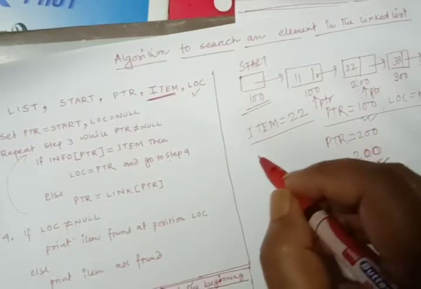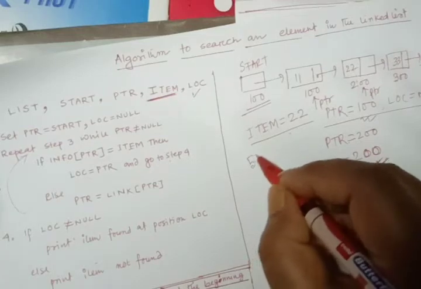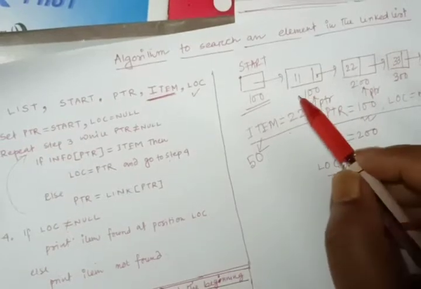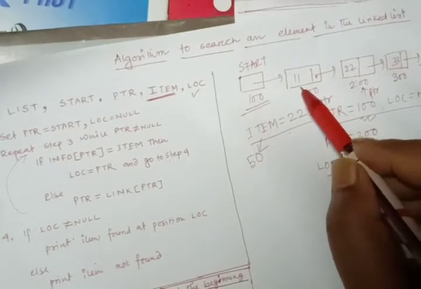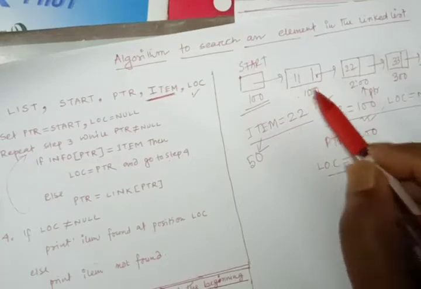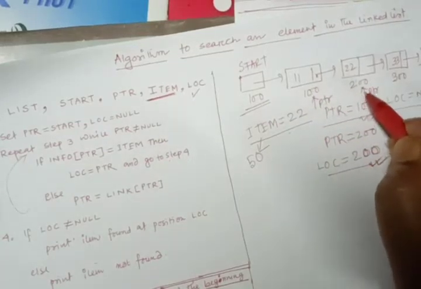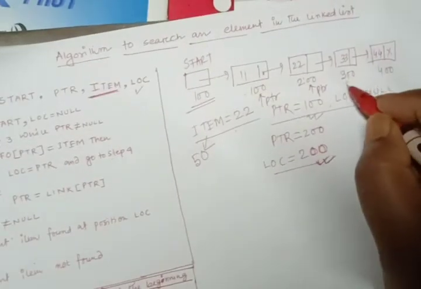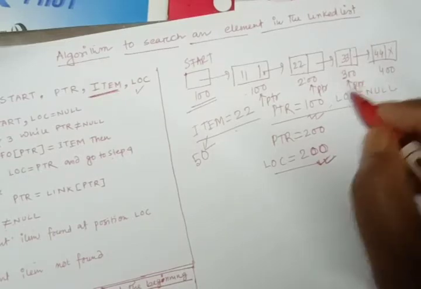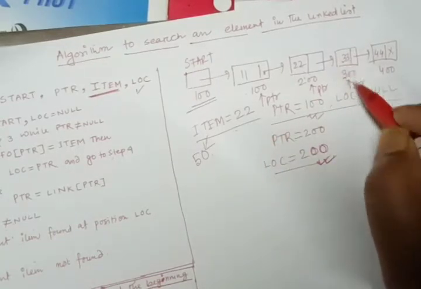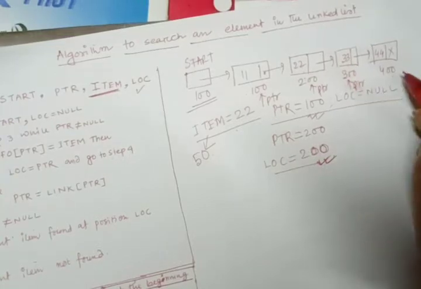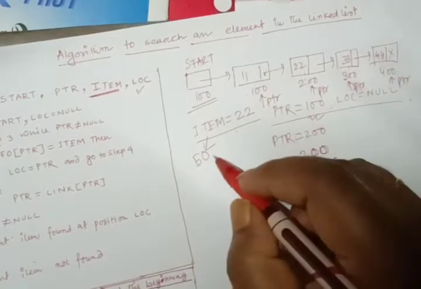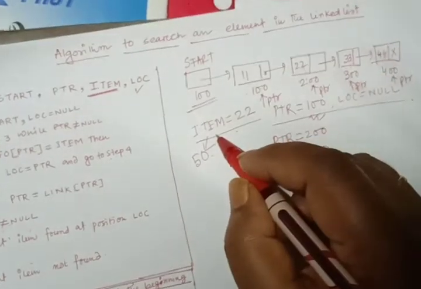Now suppose we want to search for an element 50. The value of ITEM is 50. We initialize, then it checks with the first node. It doesn't match, so PTR goes here. Then again 50 is checked with the information part of PTR. It doesn't match. Then PTR comes here, where the information part is 33. It doesn't match. Then PTR goes here, and the information part is 44. That doesn't match with the item.